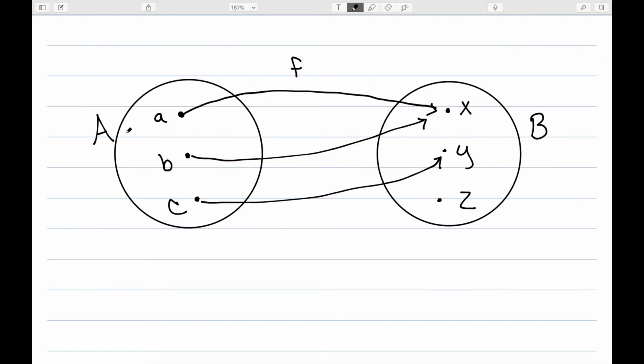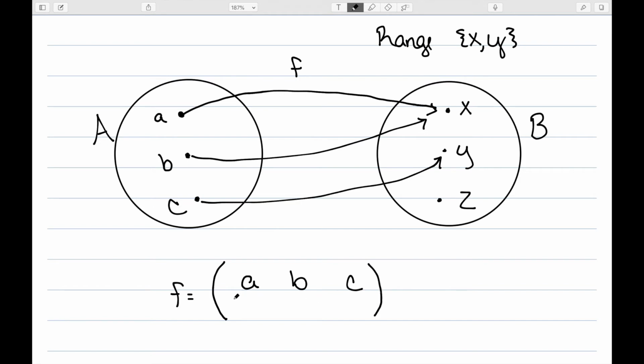Here I have a diagram of a function. My set A consists of three elements, a, b, c. My set B consists of x, y, z. We know that a maps to x, b maps to x, and c maps to y. So for this one, my range would be the set {x, y}, since that's what gets hit inside of B. And we can also represent this function by a matrix. The top row are the elements in A, and the bottom row is what they get assigned to. a maps to x, b maps to x, and c maps to y.